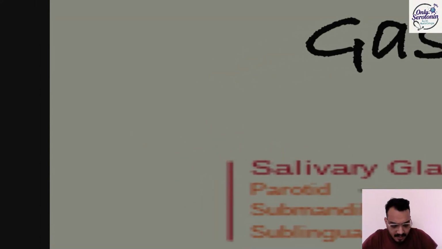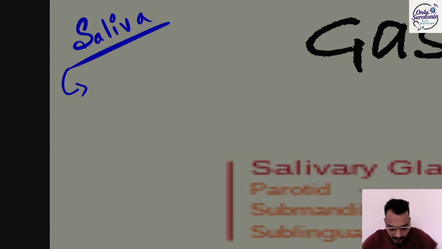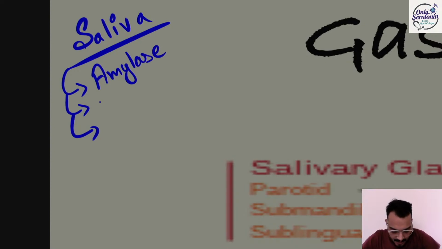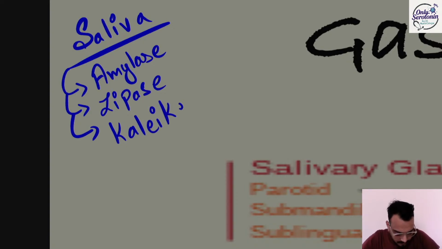What does the salivary gland secrete? They secrete saliva, right? And in saliva you are going to find 3 important things. What are these? In saliva you are going to find amylase, lipase, and one more thing, that is a vasodilator. The name of that thing is kallikrein. Kallikrein. Okay.